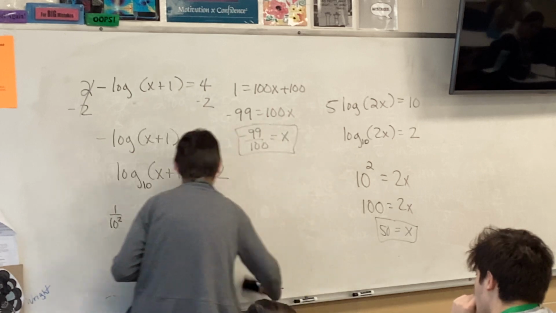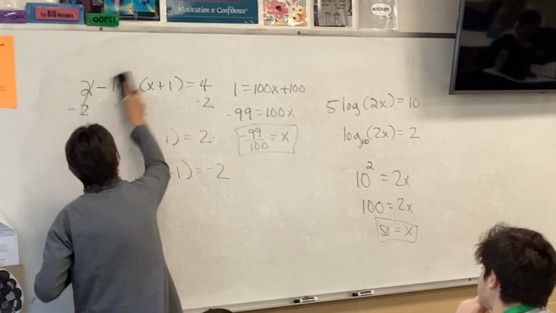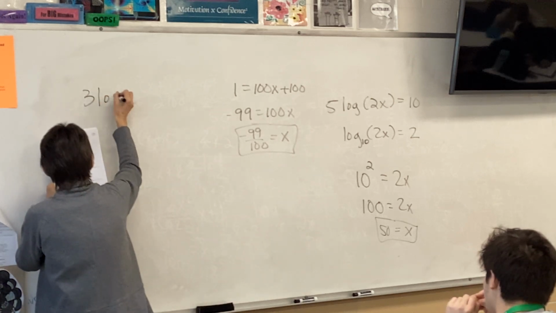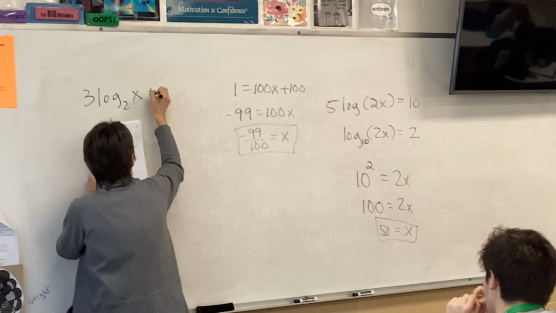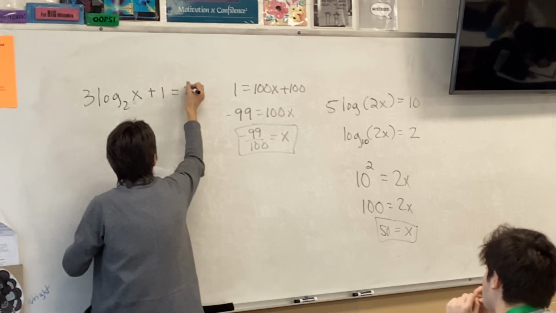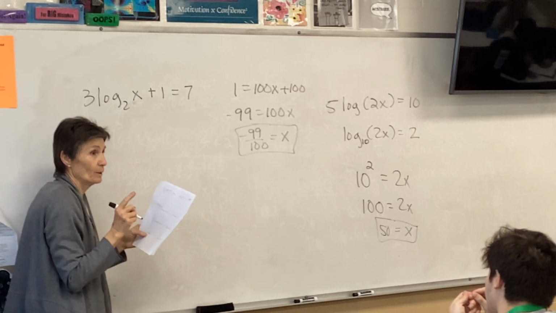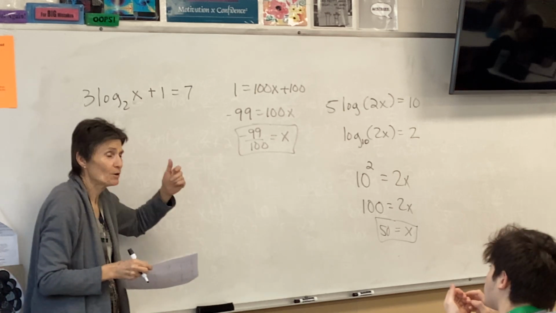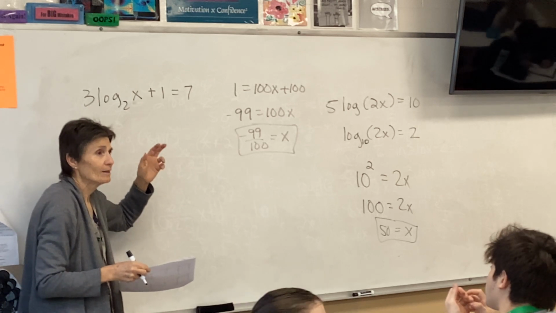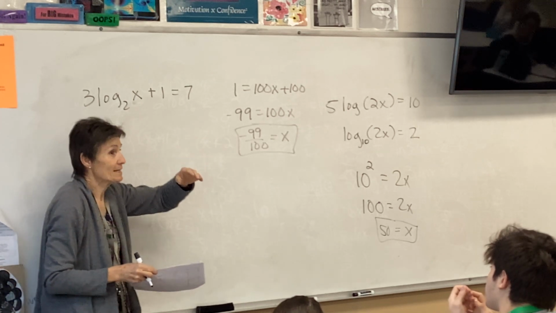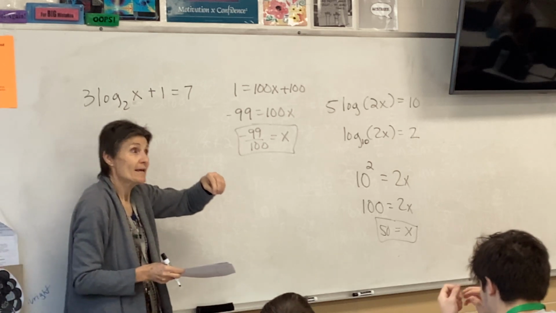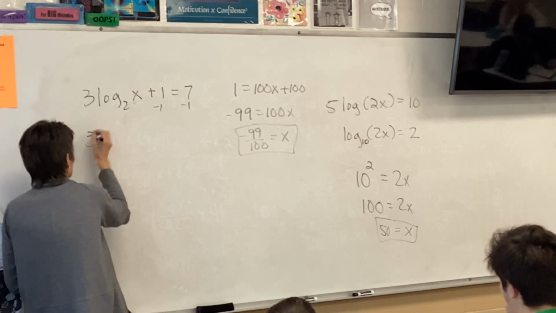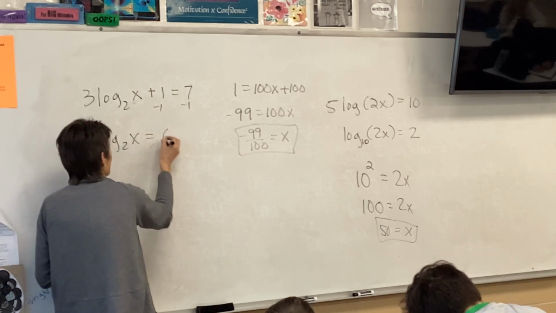All right, I think the next one's pretty easy too. When you look at it carefully, think about what is your way to start. What are you going to do, Josh? Would you subtract 1? Yes. You're going to subtract 1 first. So 3 log base 2 of x equals 6.